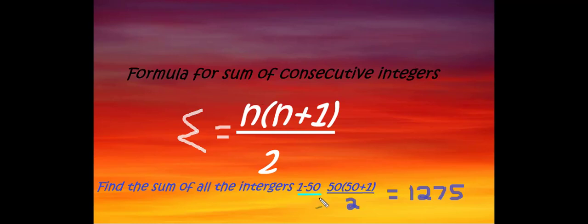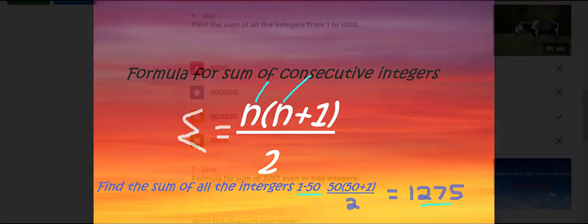you just take 50, throw it in here, throw it in here: 50 times 50 plus 1 divided by 2. Plug and chug. 50 times 51 divided by 2 gives you 1,275. Let's take a look at that problem.